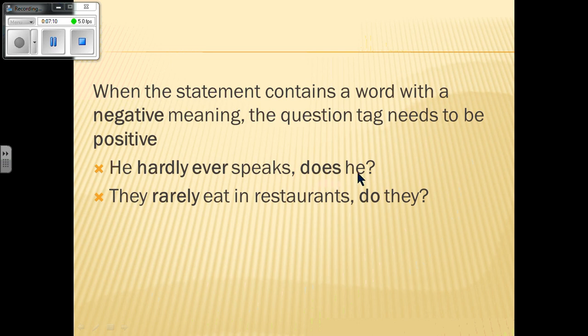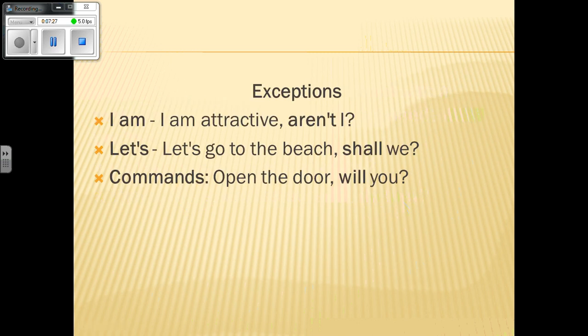Does he? They rarely eat in restaurants. Rarely, it means the same like hardly ever. It's somehow like they don't eat in restaurants. So we will put the question tag in the positive or in the affirmative case here. Do they? We have some exceptions. I am, let's, and the commands. I am attractive. Aren't I?